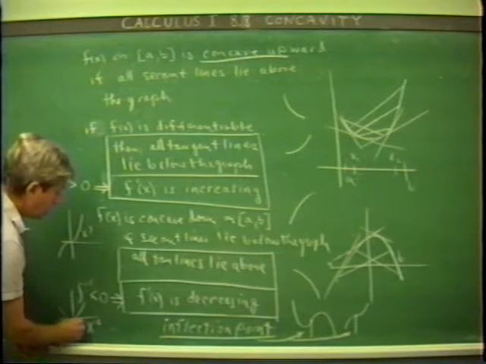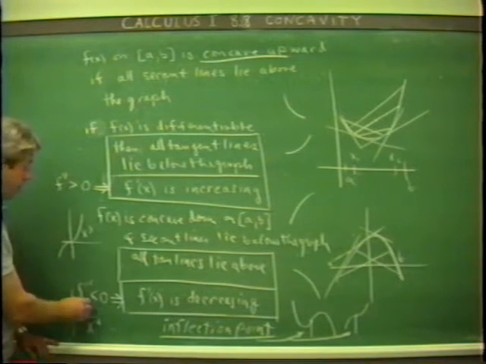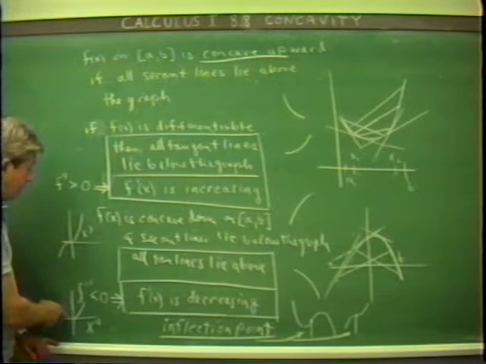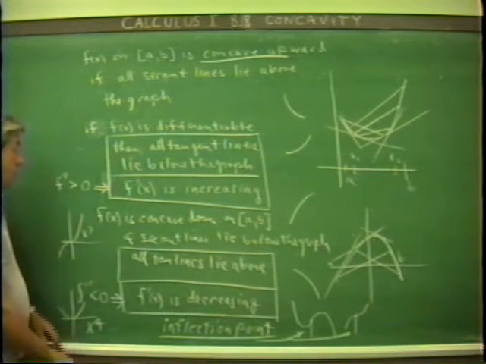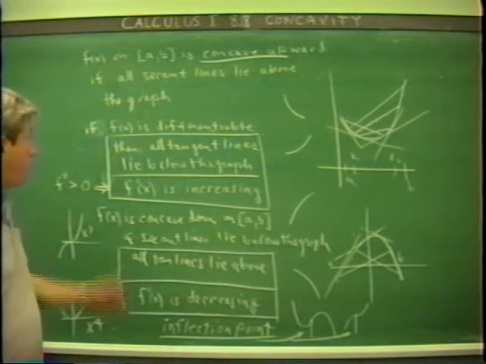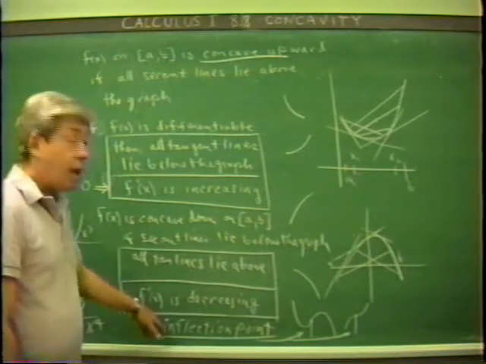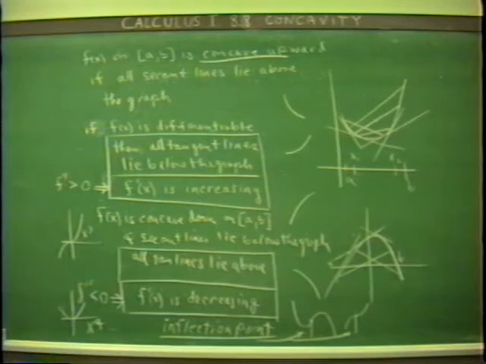X to the fourth at 0 has a second derivative which is equal to 0, but 0 is not an inflection point. The function is strictly concave up. X to the fourth is. So, concave up, concave down, and inflection points.